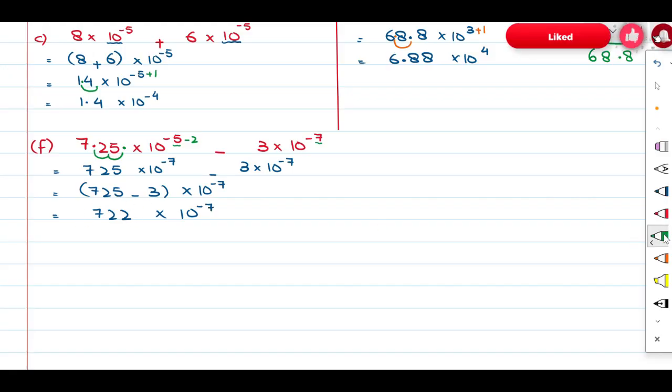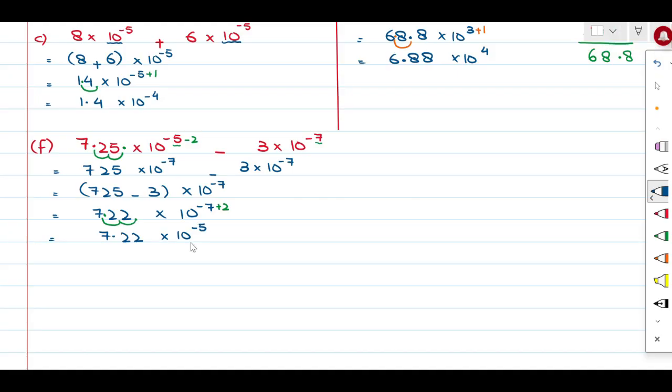But this is not in standard form. So what we need to do, we need to place the decimal point at the end of the number, and move 1 unit and 2 units to the left side, and when you're moving to the left, you add 2. Okay, the simplified answer is 7.22 multiply 10 to the power negative 5. This is a simplified answer which is in standard form.